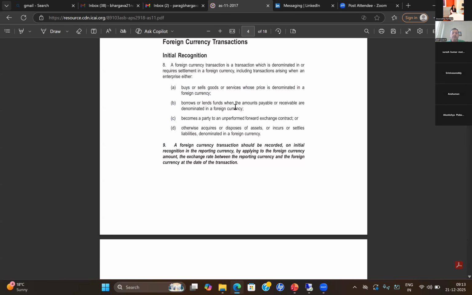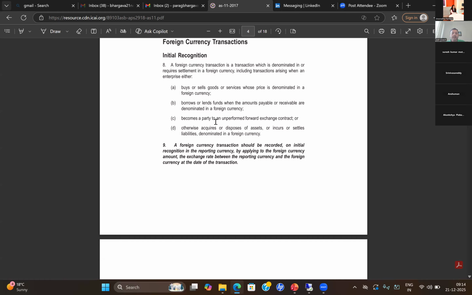So this first category, A, talks about normal buying and selling of goods. Point number B talks about any loan, like if I have taken any foreign currency loan, borrows or lends funds with the amount payable or receivable denominated in a foreign currency. I have taken some foreign currency loan or have given some foreign currency loan, that is also governed by the foreign exchange fluctuation accounting standard.